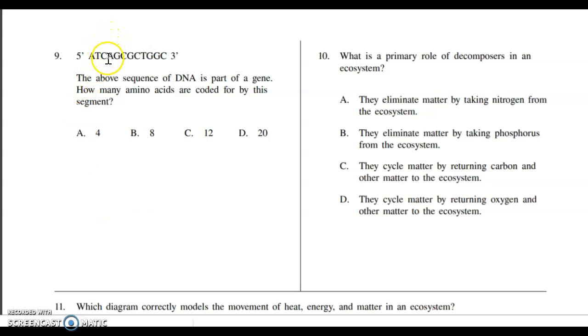So that's 1, 2, 3. That's 1. 1, 2, 3, 2. 1, 2, 3, 3. And then 1, 2, 3, 4. So this would code for 4 amino acids. A would be the correct answer.